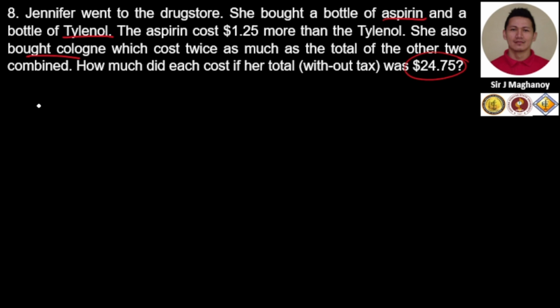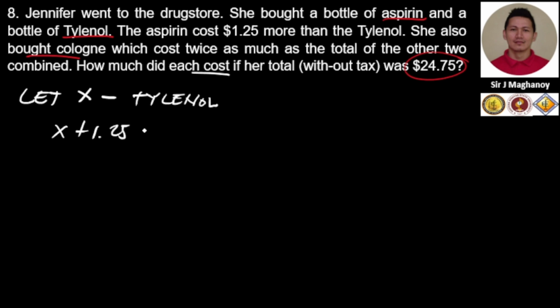So we start with, let X be our aspirin or Tylenol. Start with the Tylenol. So let X be the cost of Tylenol. The cost is the unknown since we don't have the exact price, but we have the total bill. Okay, so start with the statement: the aspirin cost 1.25 more than the Tylenol. If our Tylenol is X, therefore we have X plus 1.25. That is your aspirin.